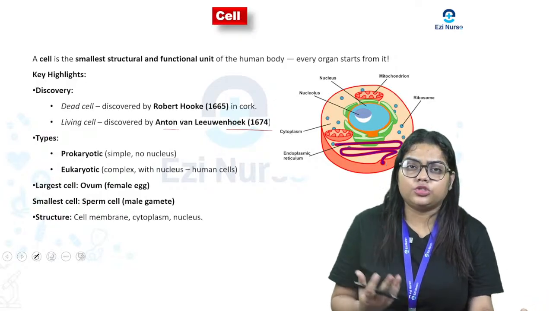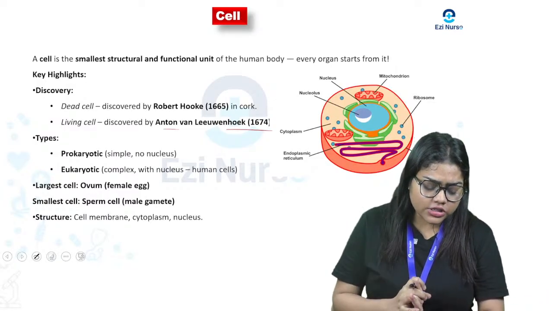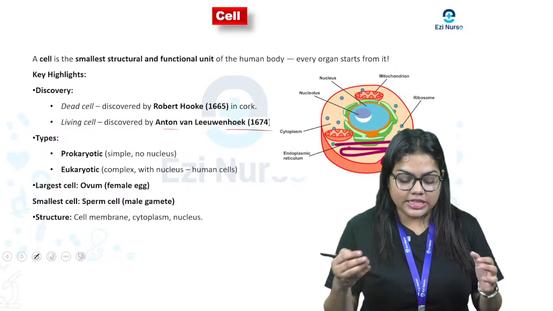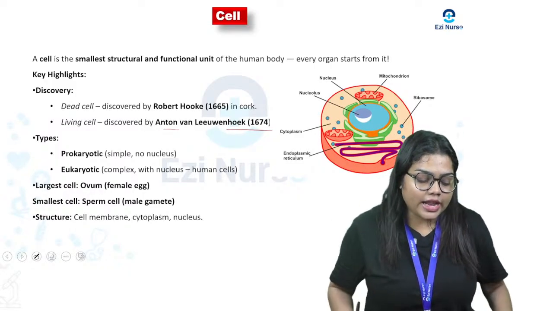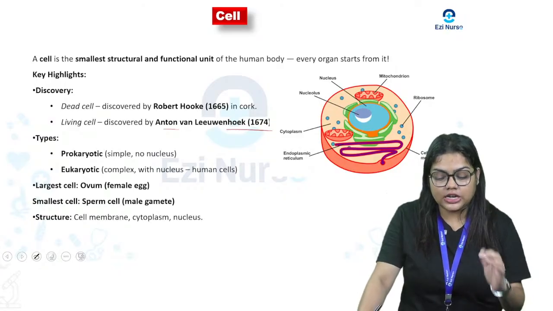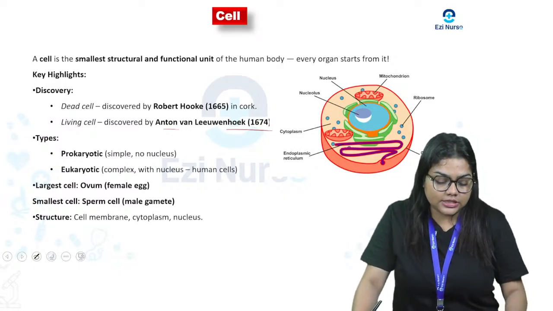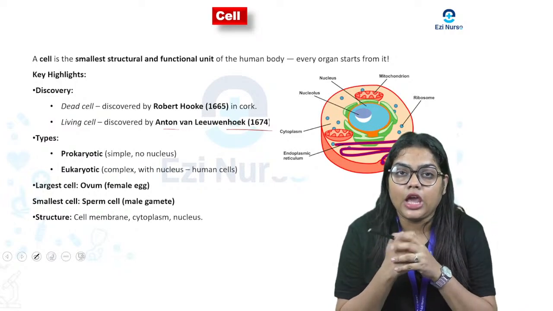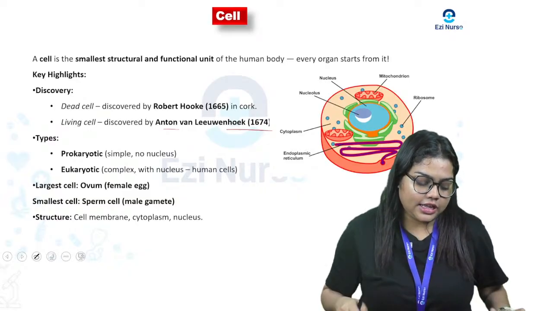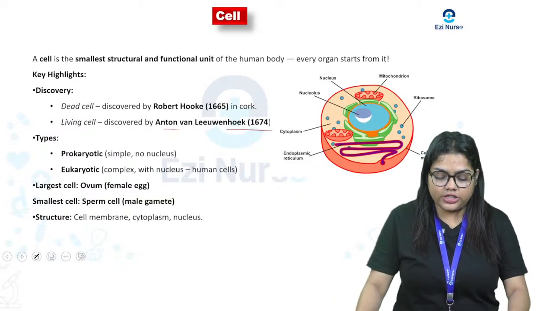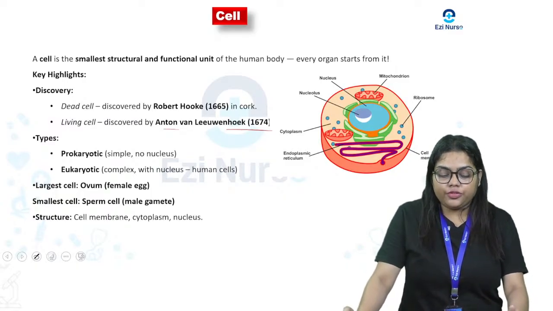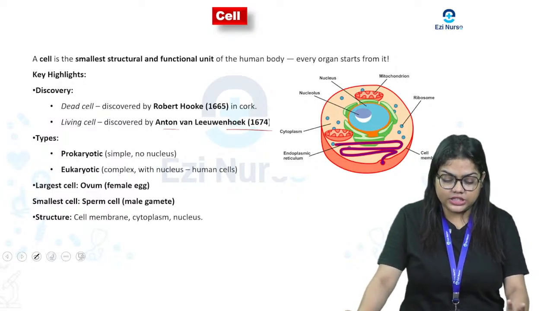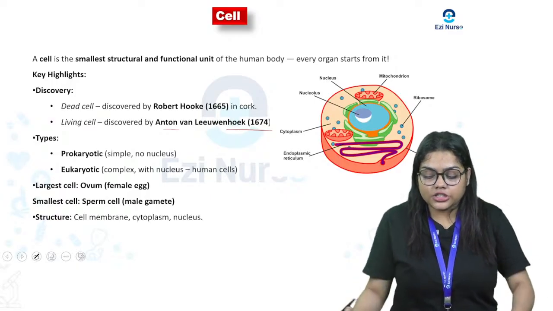Now there are 2 types of cell, according to the structure: prokaryotic and eukaryotic. What is prokaryotic? A simple cell with fewer organelles and no nucleus, whereas eukaryotic cells have a complex structure with a nucleus, for example human cells. The largest cell in our body, if we consider female, is the ovum, and the smallest cell of the human is the sperm. But if you ask what the largest cell in men is, it will obviously be the neurons.